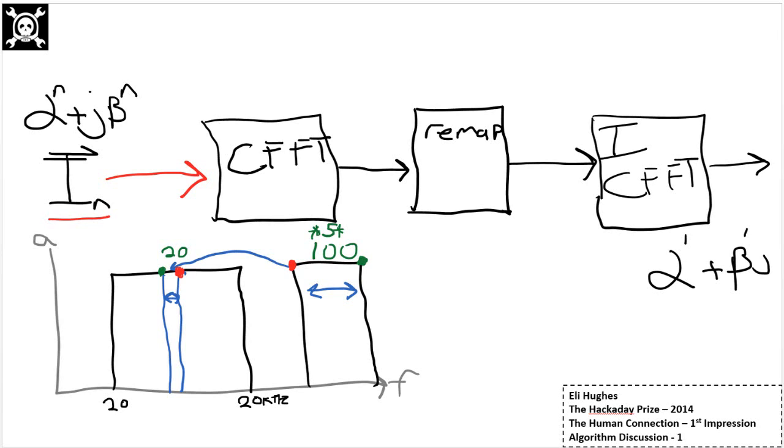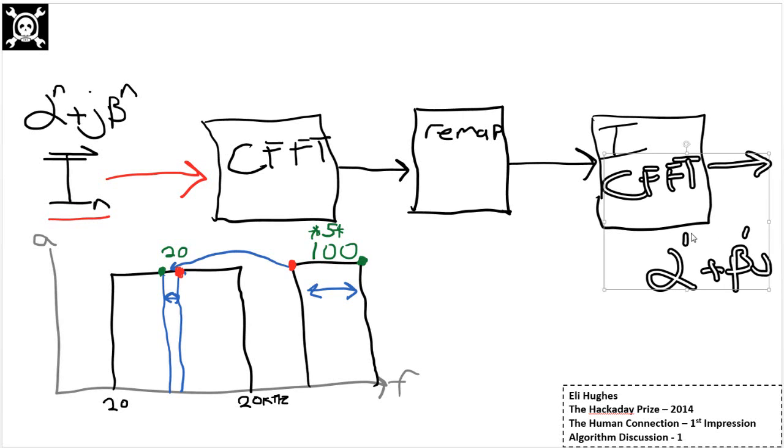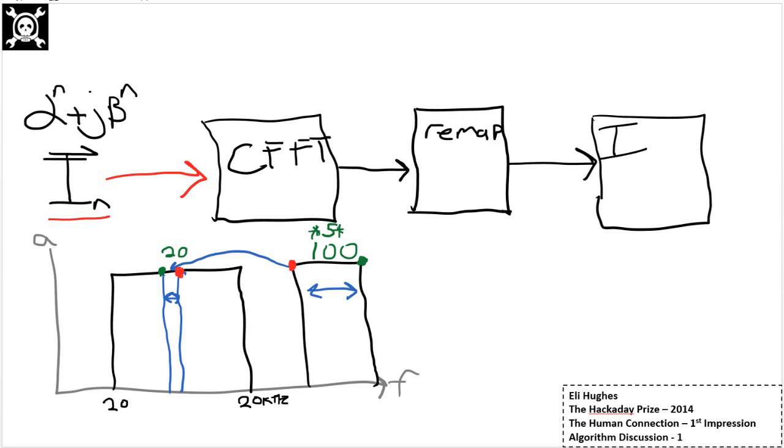Let me do this. Let me stop. Let me redraw that. That's the CFFT. And we have some new signals, alpha prime plus J beta prime. Maybe I want to put the N down here. I don't know, it doesn't really matter. We have a new set of signals that is what we feed into our ear.